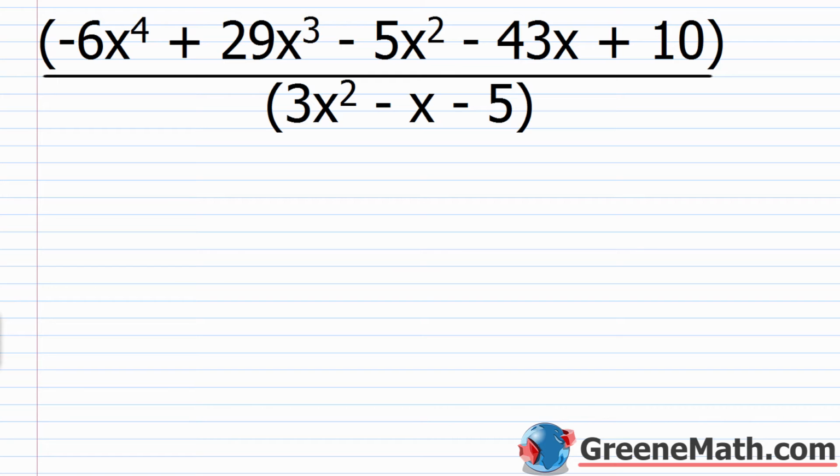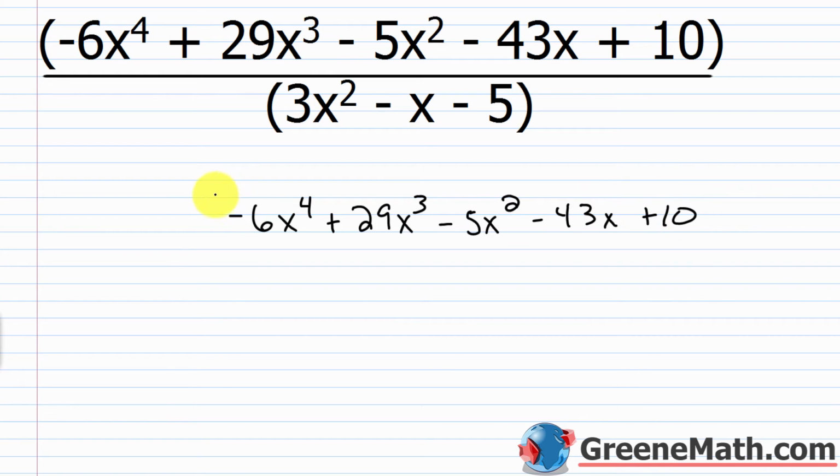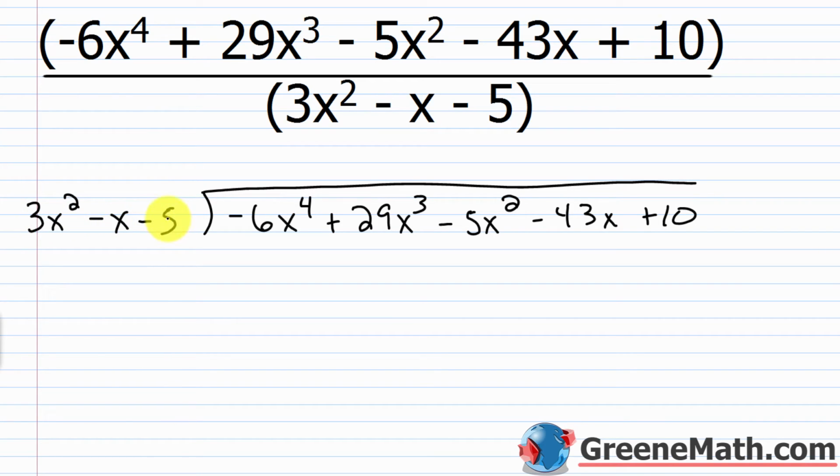So we have negative 6x to the fourth power plus 29x cubed minus 5x squared minus 43x plus 10, and then I'm dividing this by 3x squared minus x minus 5. All right, so let's go ahead and set this guy up. So this is my dividend, so that's going to go under the house. So negative 6x to the fourth power plus 29x cubed minus 5x squared minus 43x plus 10. Again, that goes under the house. And then off to the left, we have 3x squared minus x minus 5.